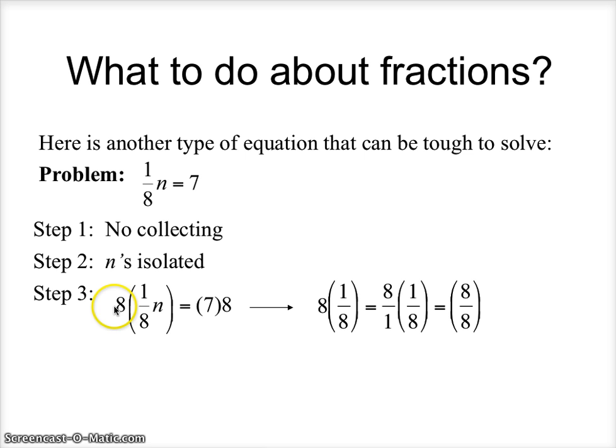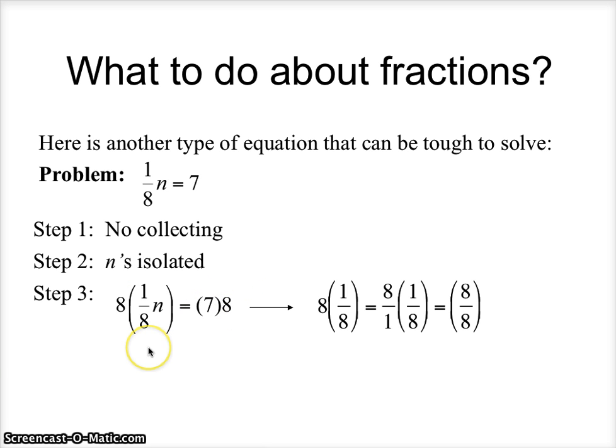Regardless, whatever we do to one side, in this case multiply, we need to do to the other side. So the reason I put the parentheses around the outside is to show that this is multiplying. Because if you remember our notation, 8 parentheses 1/8 n means 8 times 1/8 n. And then on the other side, I need to also multiply by 8, so 7 times 8.